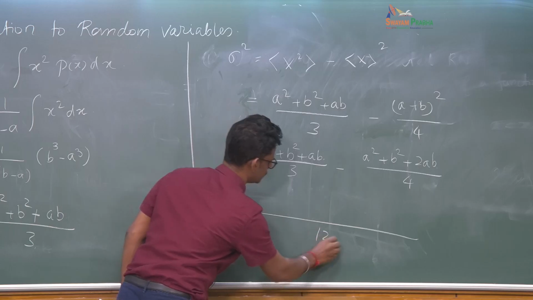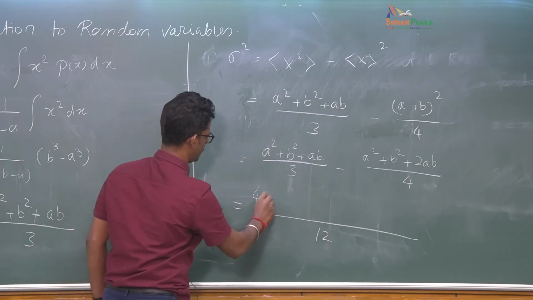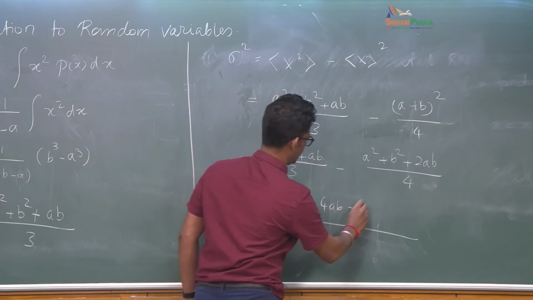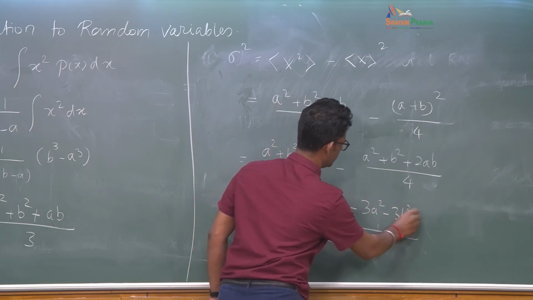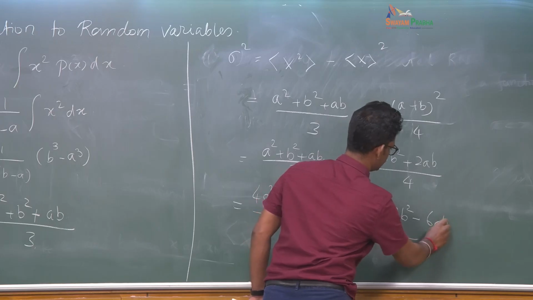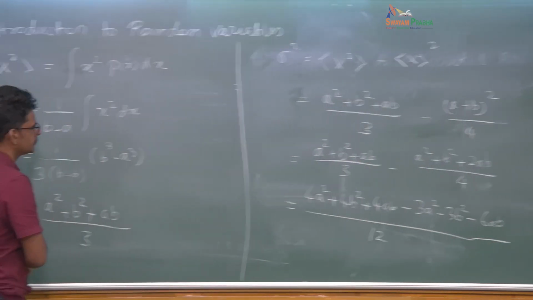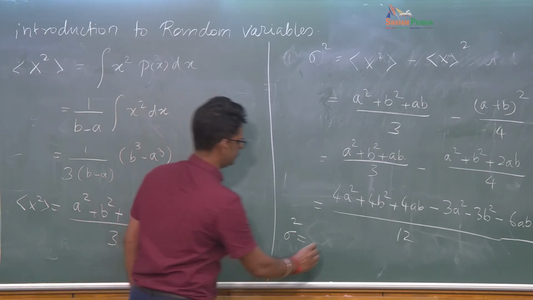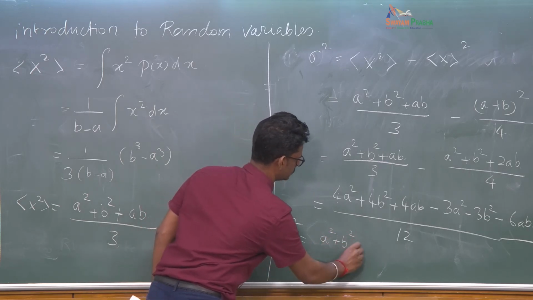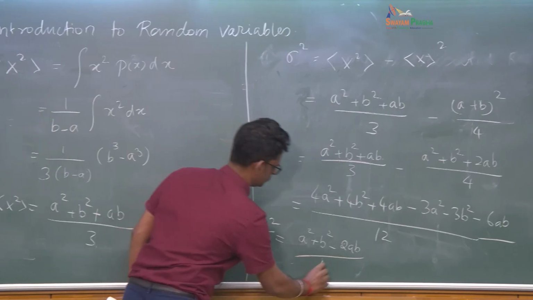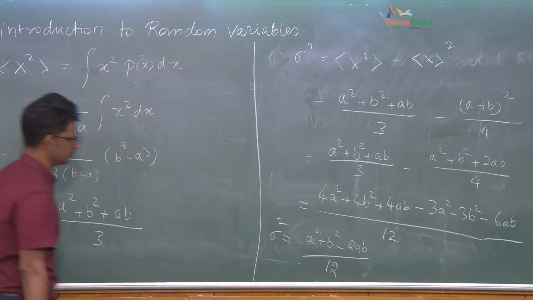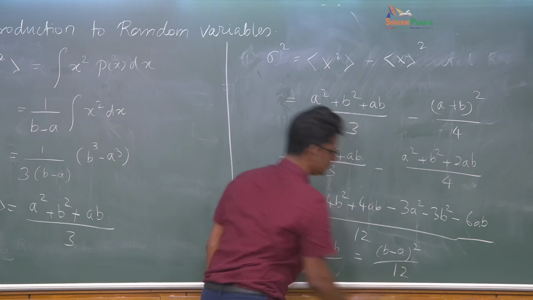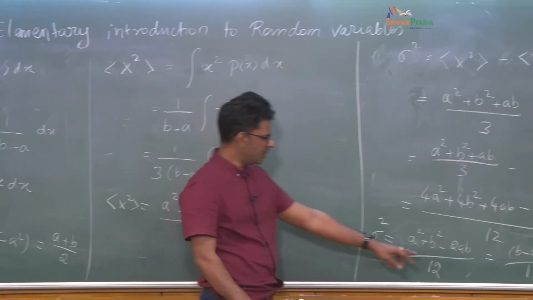So we take LCM here, 12, and 4a square plus 4b square plus 4ab minus 3a square minus 3b square minus 6ab. Okay, so the variance is nothing but b minus a whole squared by 12.